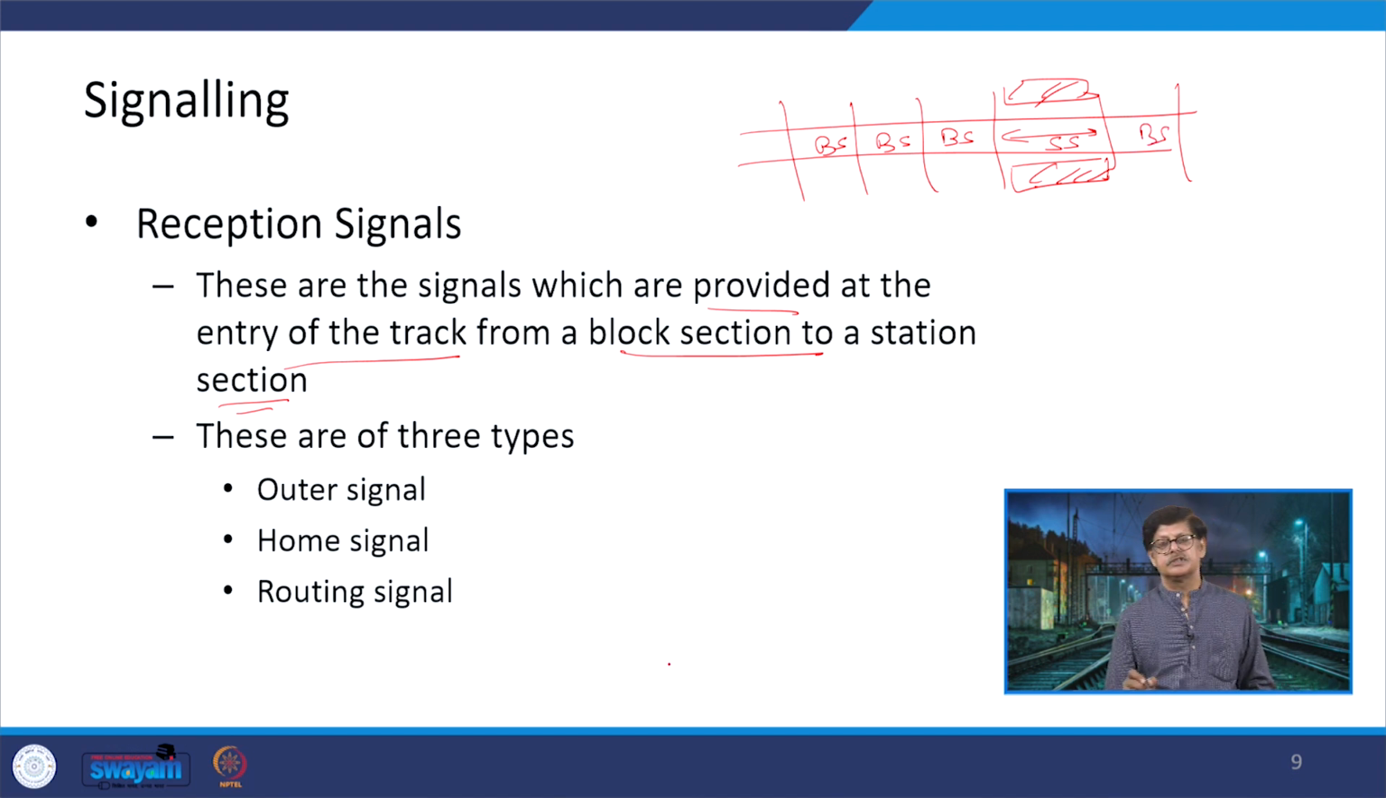So, reception signals means if the train is coming from the block signal, then what are the signals which are being provided at this point so as to receive the train in the station limits is what we are talking about. So, there are 3 cases which can be there. One is an outer signal, other is a home signal, and third is a routing signal. Let us talk about these.